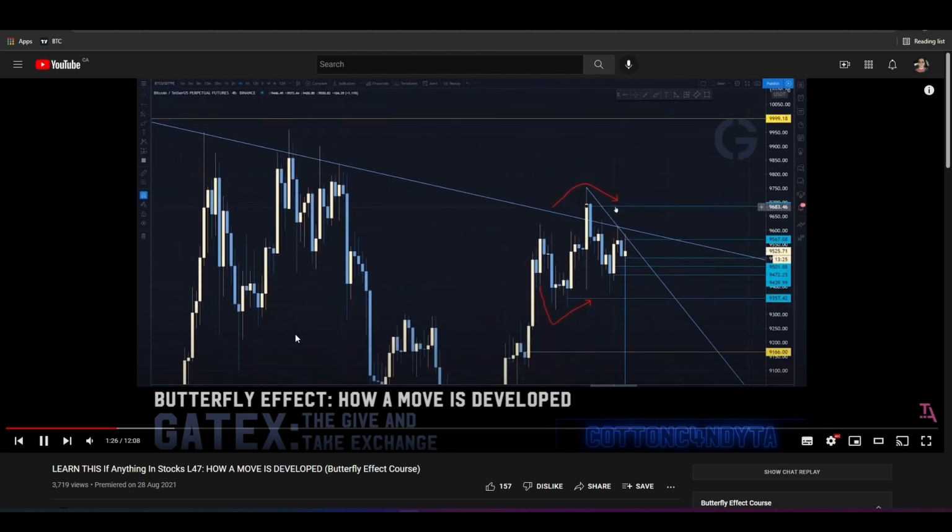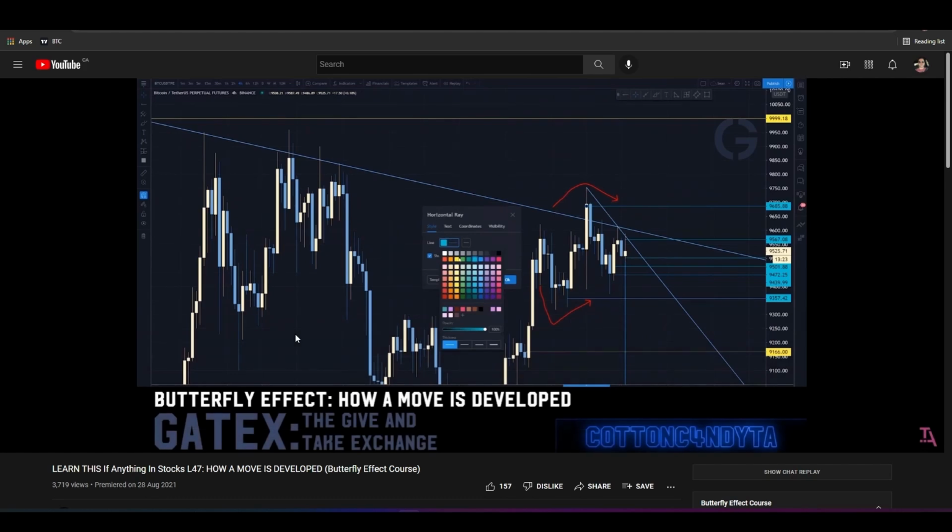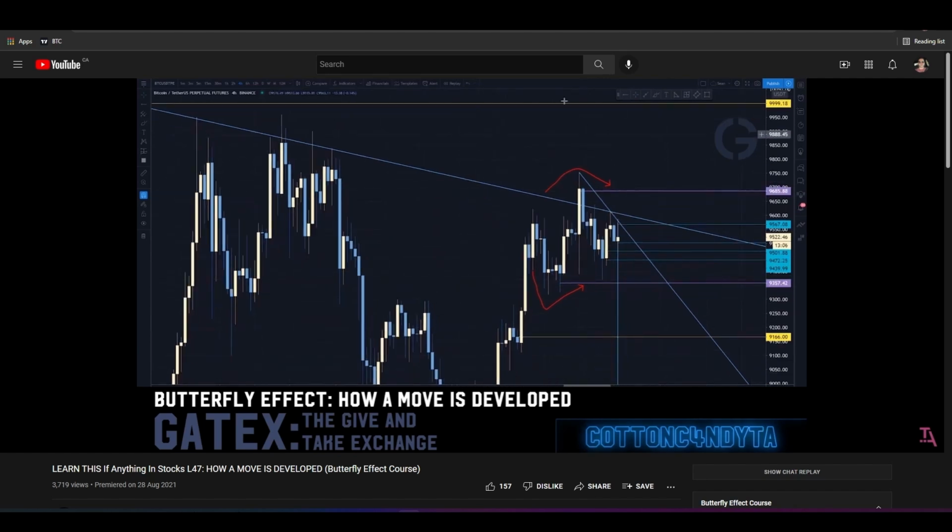So we have the parameters of our outer range. We'll make these ones purple for this example. Let's go with a nice light purple. We'll make it thicker so we can see it. Do the same thing to this one, purple, a little thicker. So if this purple line breaks, we're likely going up to this.